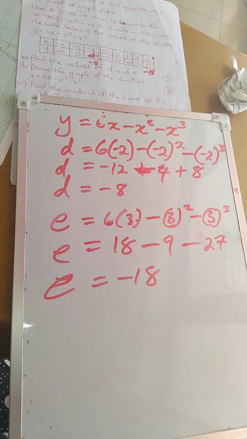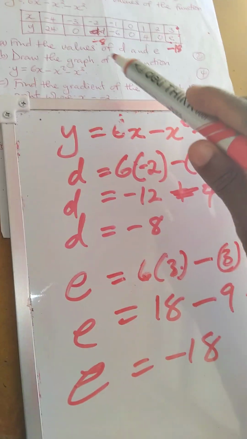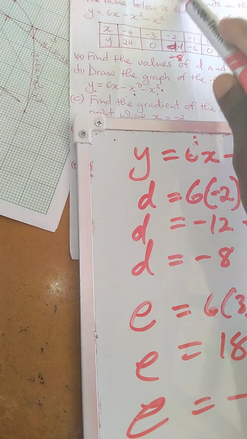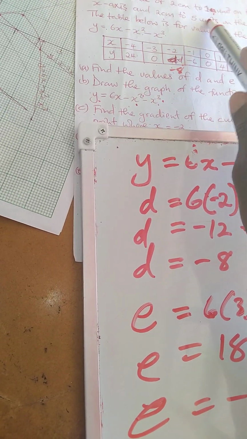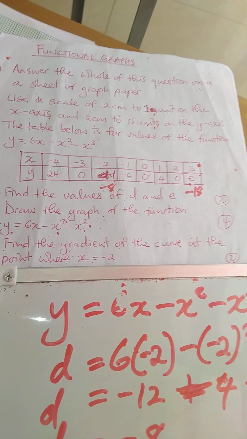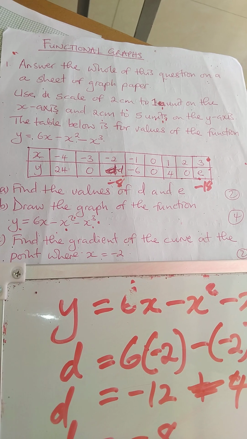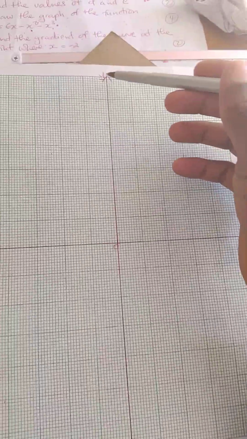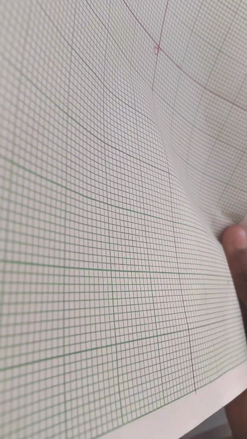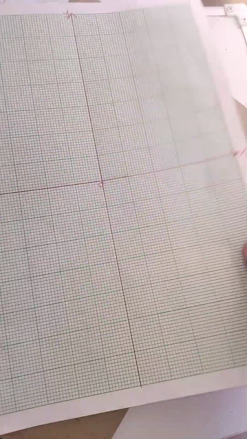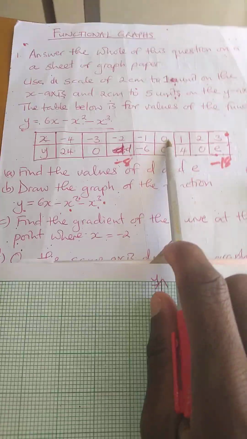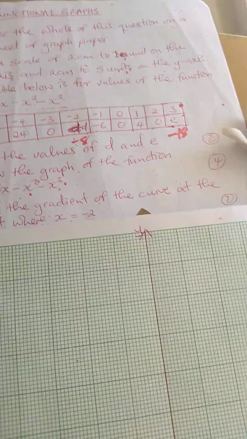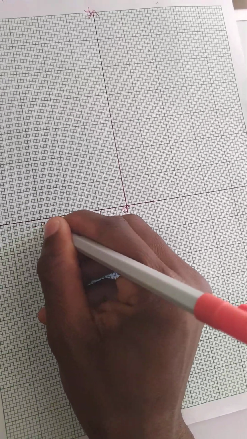Right, question 2, draw the graph of the function y is equal to 6x minus x squared minus x cubed. Use x-axis 2 cm to represent 1 unit, y-axis 2 cm to represent 5 units. Now we are going to draw this graph. Draw the y-axis first and this one the x-axis. We follow the scale, 2 cm to represent 1 unit, which means negative 1, negative 2, negative 3, negative 4.